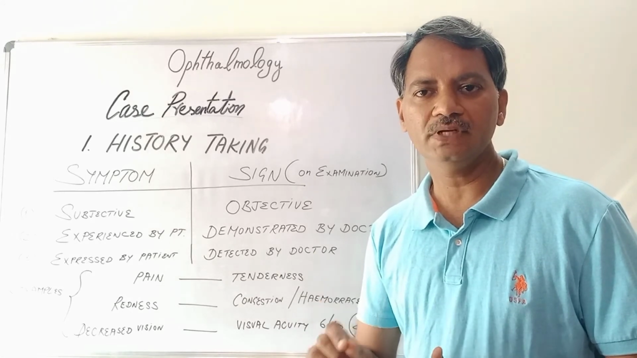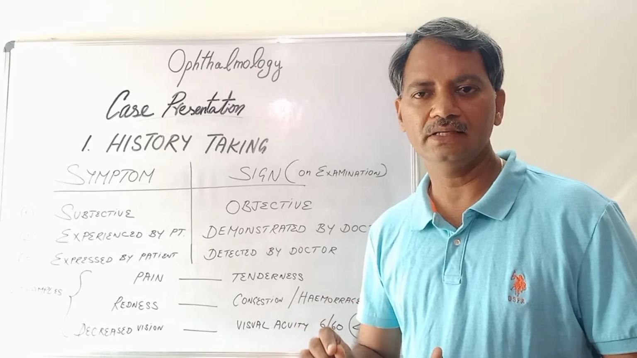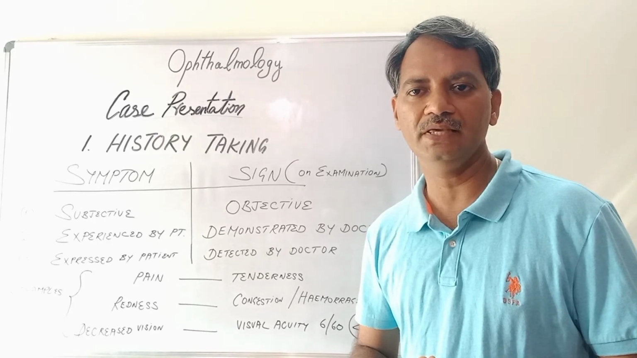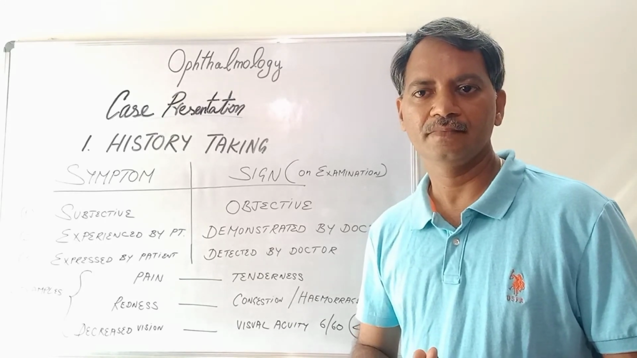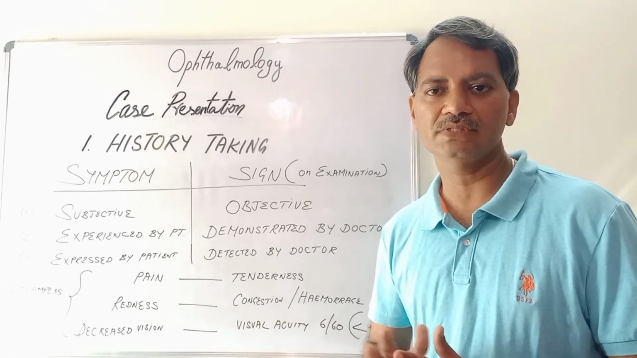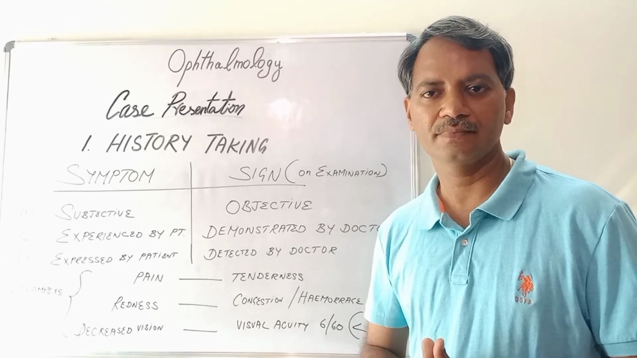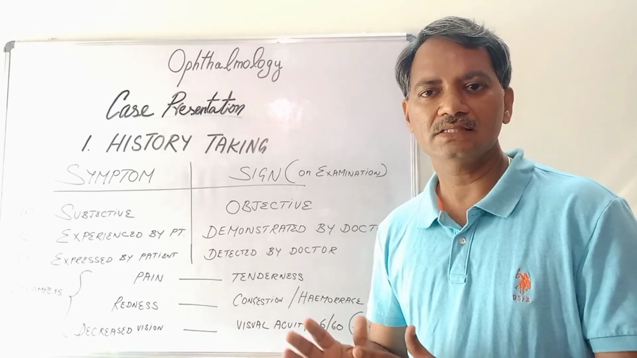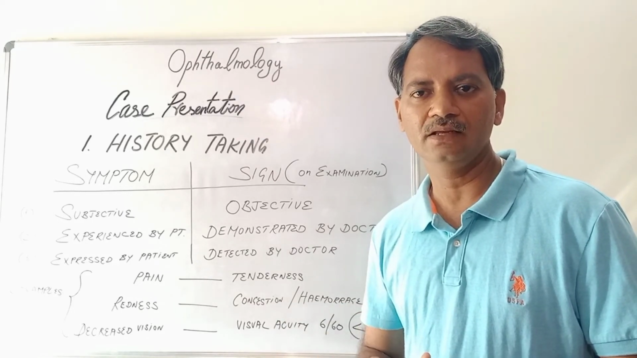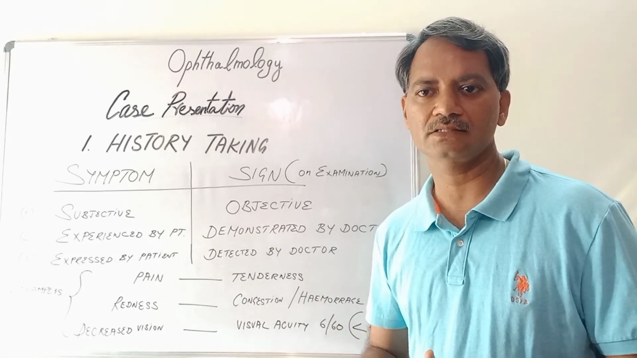Signs are usually elicited while doing an examination of the patient. Either it can be a local examination or a general examination. That is how it is elicited. I have put in a few examples here to differentiate between symptoms and signs. A patient may have pain as a symptom. Tenderness is the sign. When you touch the portion where the patient is having pain, the pain will be increased. That is what is called tenderness.